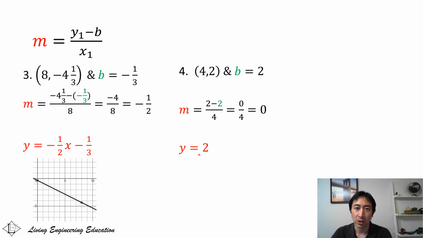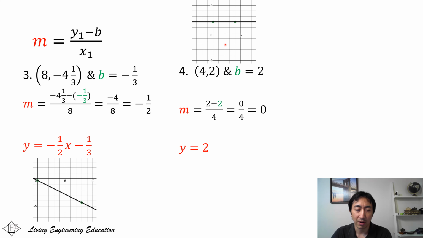Well, this is a horizontal line, right? So you're saying that y is equal to 2 no matter what x is equal to. So our graph looks like this. There's my horizontal line. There's my point 4, 2, and there's my point for the y-intercept. So it's consistent with what we would expect.